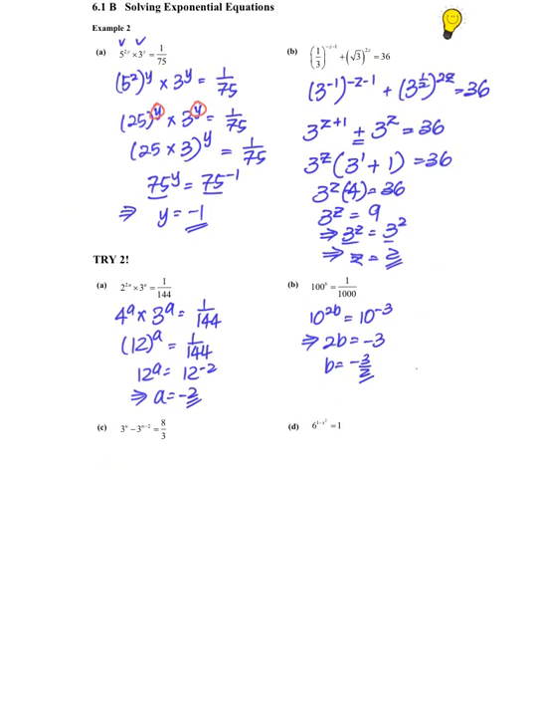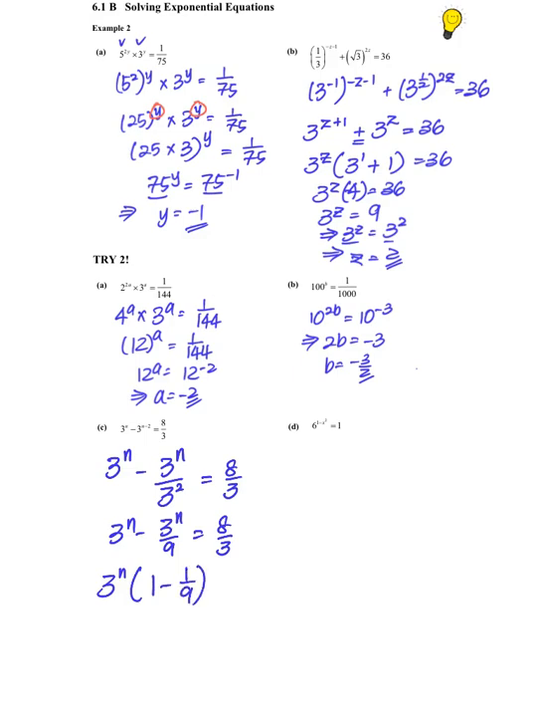3 to the power n minus 3 to the power n minus 2 equals 8 over 3. So basically, your 3 to the power n minus 2 is actually 3 to the power n divided by 3 squared. So this is equal to 8 over 3. 1 over 3 squared is actually 1 over 9. So it's 3 to the power n over 9 equals 8 over 3. So I can factorize 3 to the power n. I'm left with 1 minus 1 over 9, which is 8 over 9. So 3 to the power n times 8 over 9 equals 8 over 3.